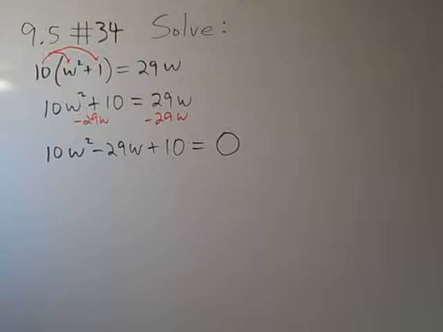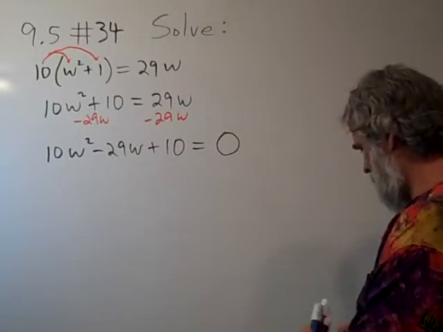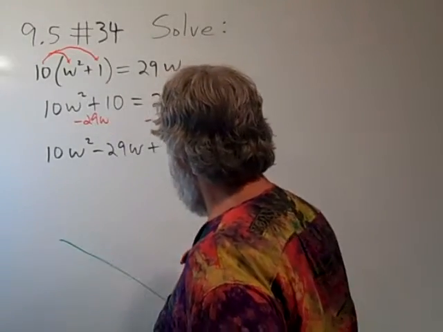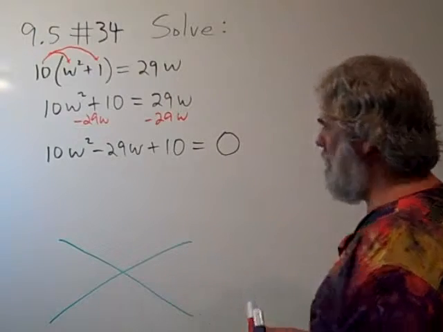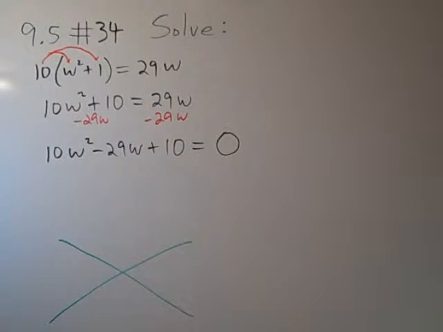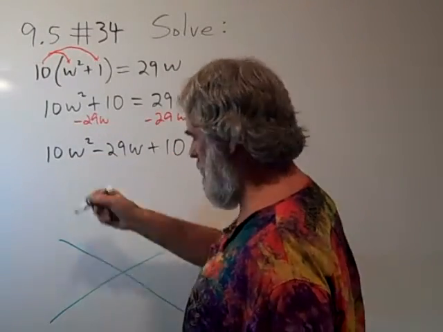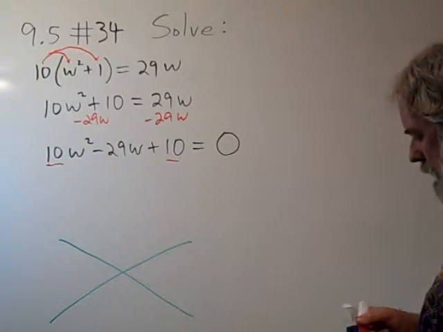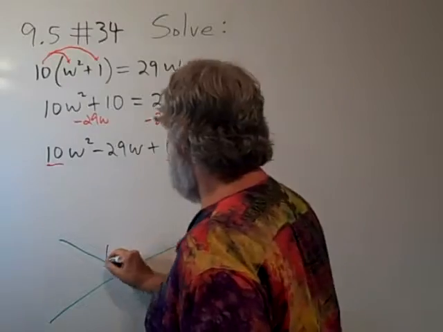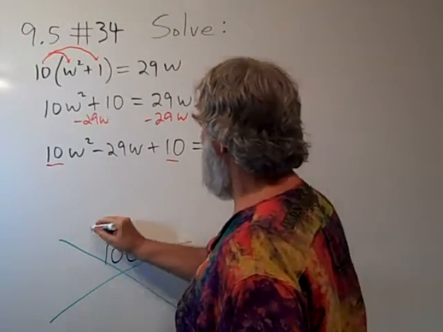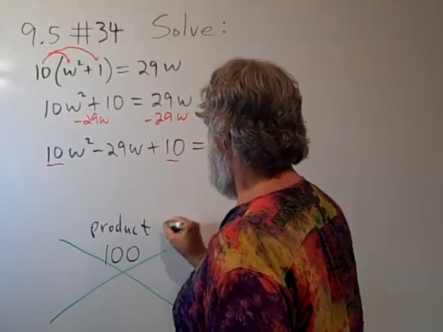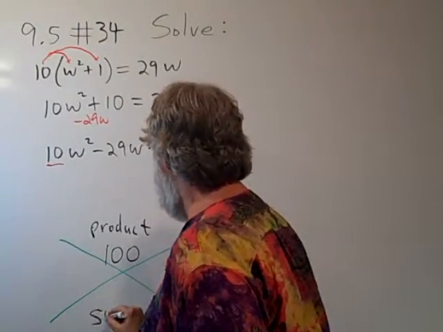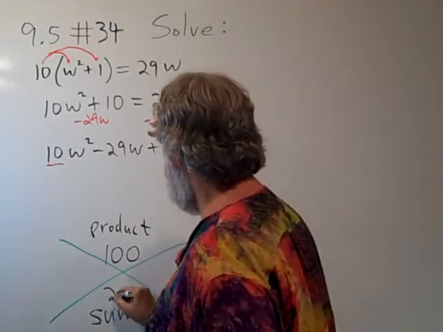And we're going to try factoring this one using the AC factoring method. So we're looking for two numbers whose product is 10 times 10. So we start by multiplying the A times the C terms, 10 times 10. We're looking for two numbers whose product is 100. That's 10 times 10. And whose sum is 29.